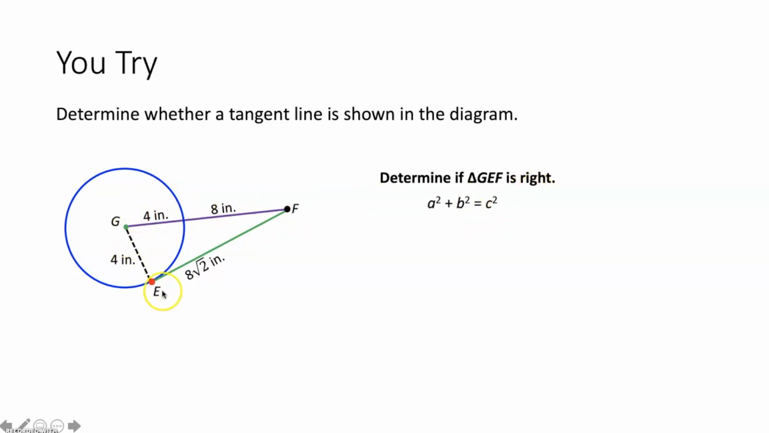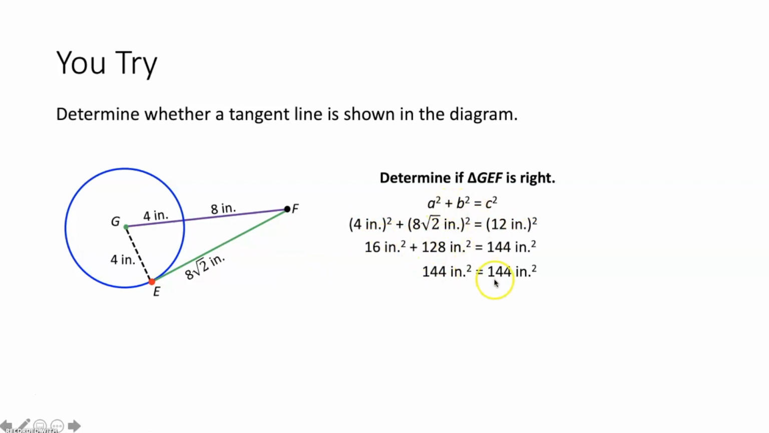The measure of segment GE and the measure of segment EF can go in for A or B. It doesn't matter. I'm going to plug in the measure of segment GE, 4 inches, for our A, and then plug in the measure of segment EF, 8√2 inches, for our B. Now all I have to do is square each of these, then add these two together and see, does A squared plus B squared equal C squared?